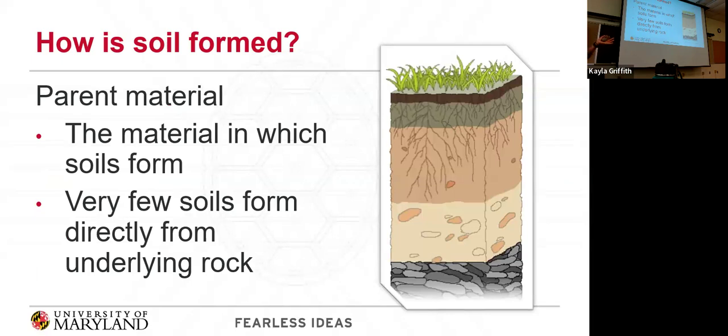So parent material, this is kind of your overall basis of how your soil starts to form. Thousands and thousands of years ago, we had these big glaciers, and rocks and things broke down over time. And so this is your parent material. Very few soils are formed directly just from the rocks. So there are multiple things that go into this parent material.